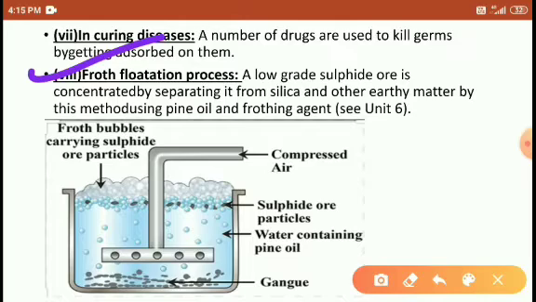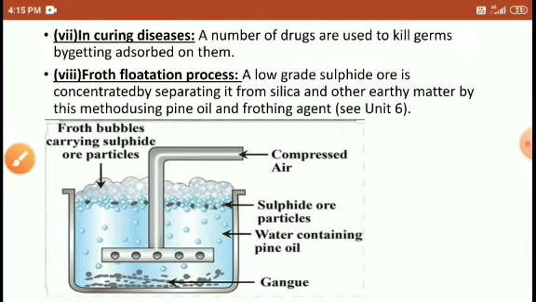Froth flotation process. So sulfide ore is concentrated by separating it from silica and other earth matter. This method uses pine oil and a frothing agent. This is one of the froth flotation methods, students. You will discuss this froth flotation method in detail in your next chapter, the general principles and isolation chapter. So here I explain it in short form.